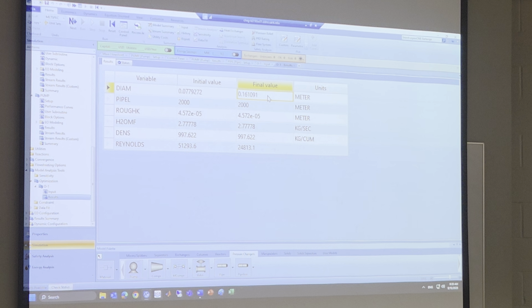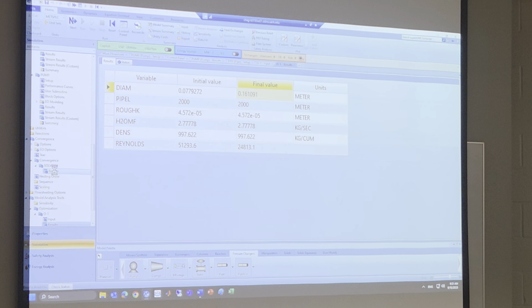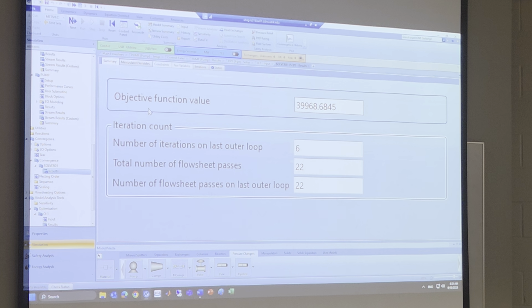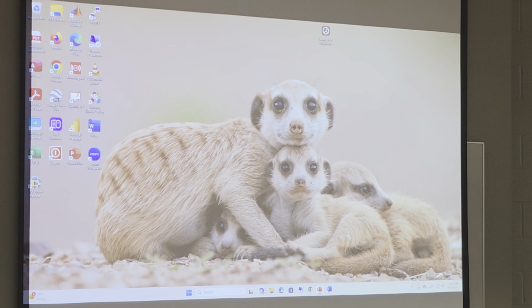Now we are looking for total cost. Where can we find the total cost? If you go to convergence, for solver, for result, the objective function value is about $40,000. So the total cost is about $40,000 for this system, pump and 2,000 meter piping using 6-inch schedule 40 pipe. Any questions?